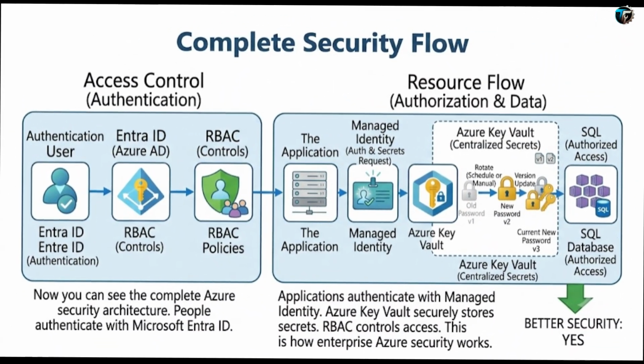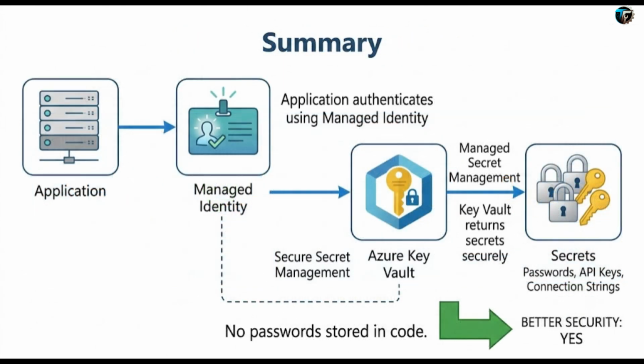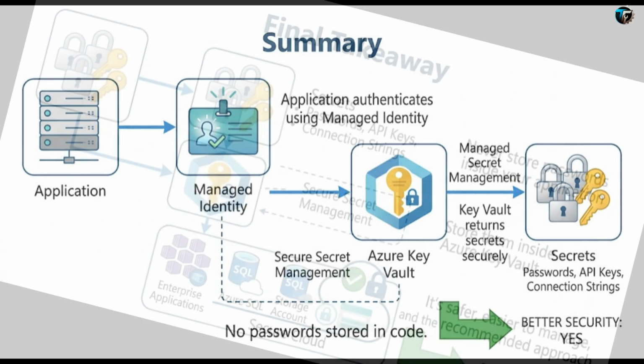Now you can see the complete Azure security architecture. People authenticate with Microsoft Entra ID. Applications authenticate with Managed Identity. Azure Key Vault securely stores secrets. RBAC controls access. This is how enterprise Azure security works. Remember this architecture. Applications authenticate using Managed Identity. Managed Identity accesses Azure Key Vault. Key Vault returns secrets securely. No passwords stored in code.